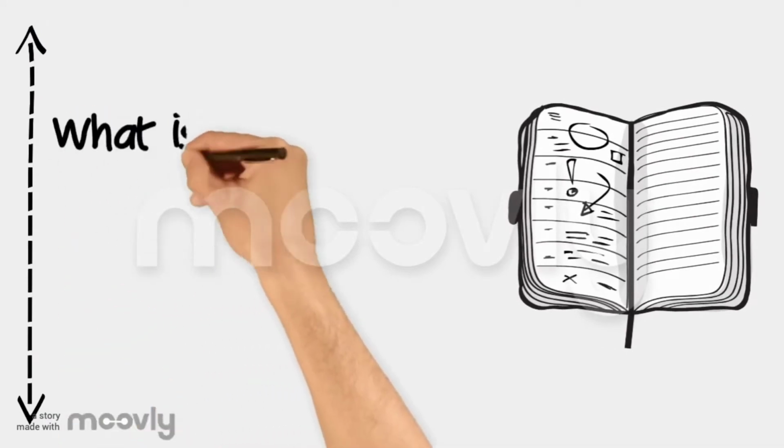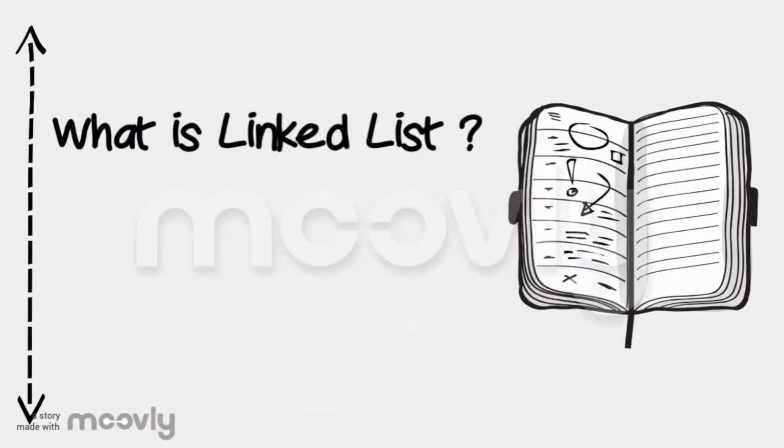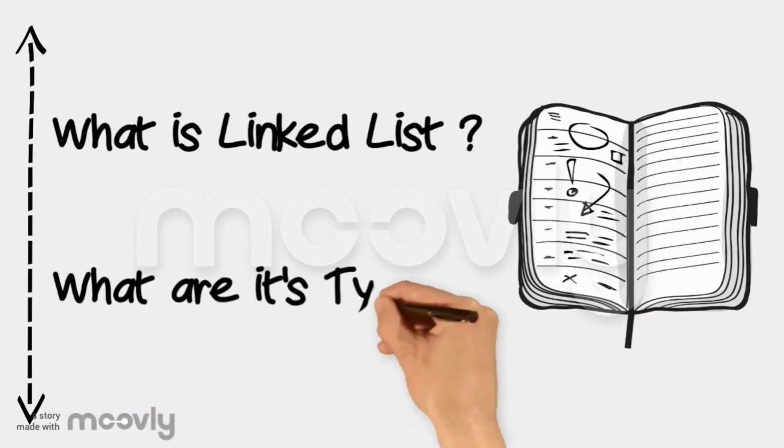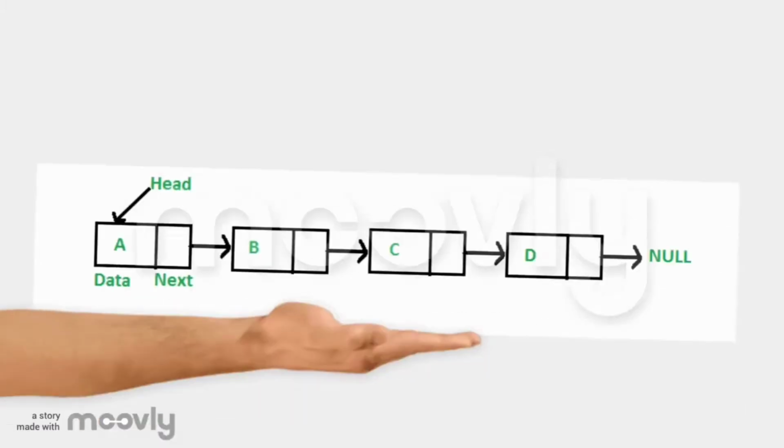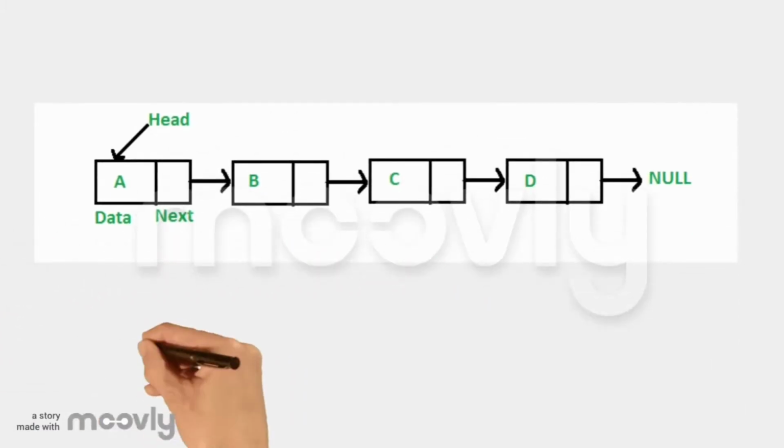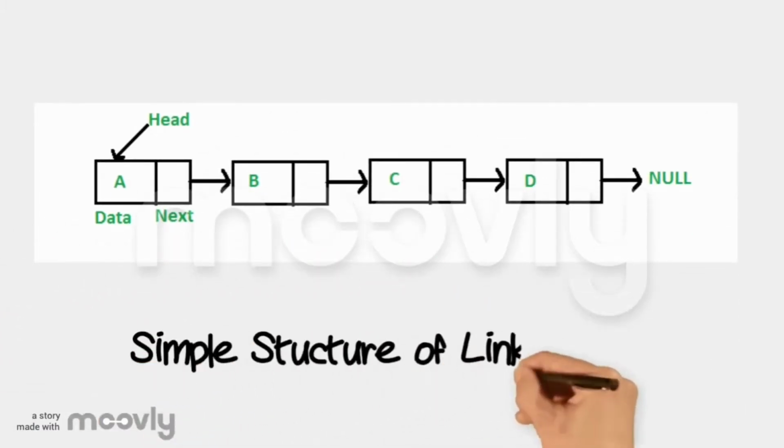Our topic is linked list. So what is a linked list? What are its types? The above diagram shows the simple structure of a linked list.